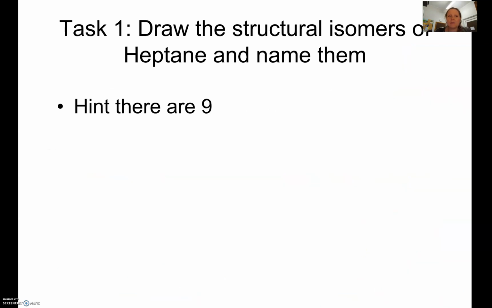So here's a bit of a hefty task. This task is to draw all the isomers of heptane. I'm going to pause this video here, and I'll start the next one to go through the answers, because I'm going to run out of time here. So give this a go on your own, be systematic about it, and I've given you a big hint that there are 9. We'll go through this in a moment.